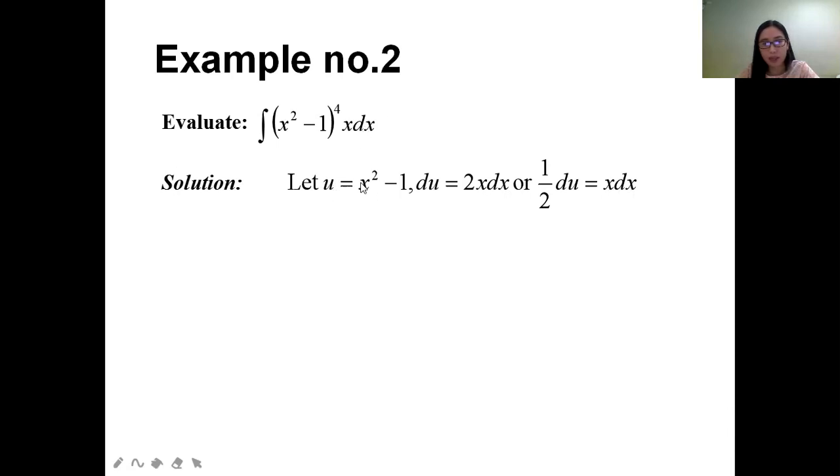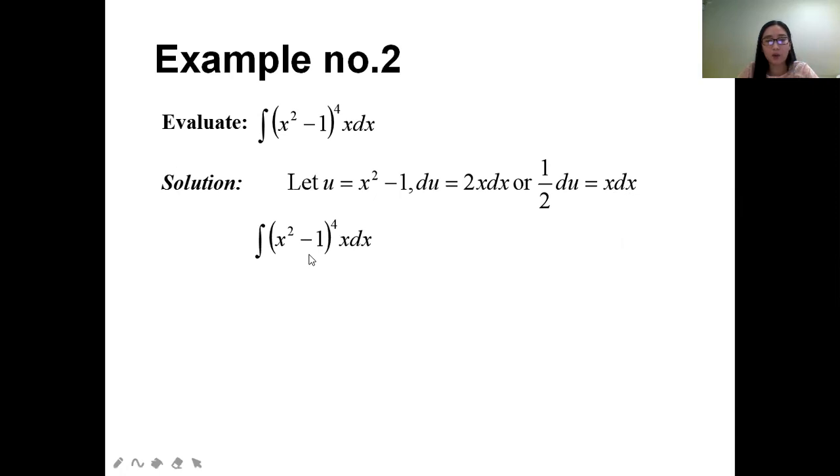So atong u is x squared minus 1, tapos kung atong i-derive ning x squared minus 1, the answer is 2x dx. Atong i-rewrite kung unsa ang iyang kapareho o forma. For example, naa man ni si x dx, so atong i-reciprocate si 2. So nahimo tag 1/2 du is equal to x dx. Then we substitute it in the given function.